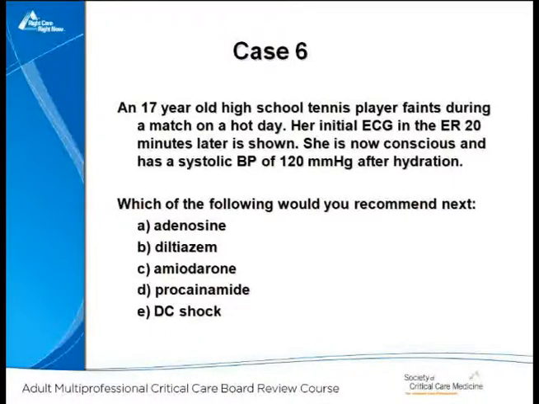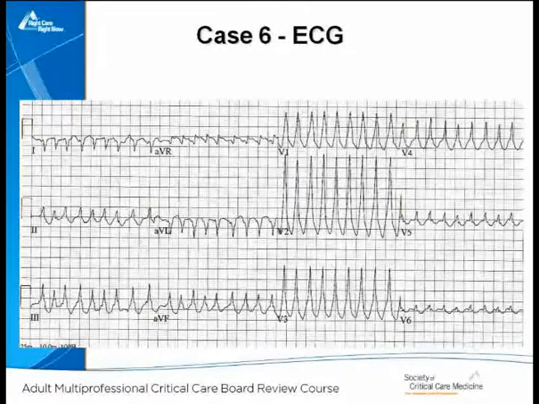Okay, 17-year-old high school tennis player faints during a match on a hot day. Her initial ECG in the emergency room 20 minutes later is shown. She's now conscious and has a systolic blood pressure of 120 after hydration. There's the cardiogram. Which of the following would you recommend? Adenosine, diltiazem, amiodarone, procainamide, DC shock.